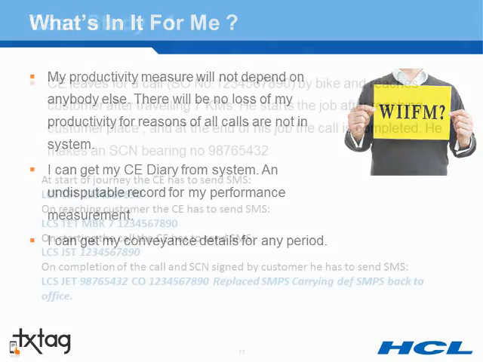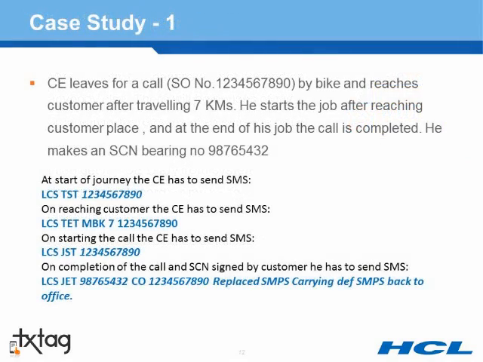Now let's take some case studies of what is the SMS to be sent. So here we have a case. CE leaves for a call, SO number 1234567890. He is traveling by bike and reaches the customer after traveling 7 kilometers. He starts the job after reaching the customer place, and at the end of the job the call is completed. He makes an SMN bearing number 98765432. He's written an SMN number, got it signed by the SCN service call note, and got it signed by the customer. So this engineer has to send 4 SMS.